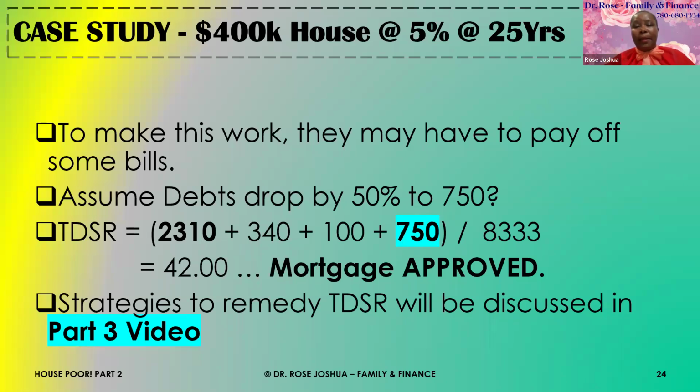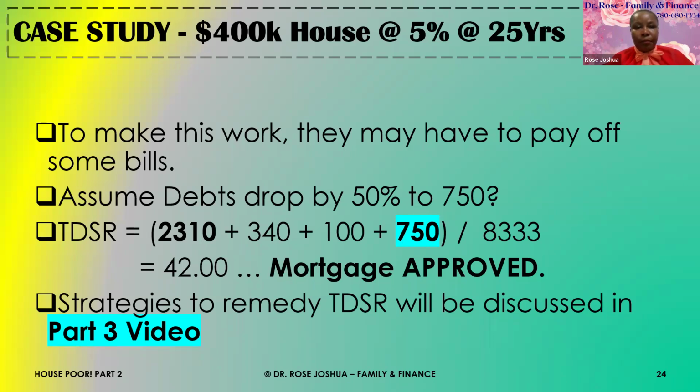That's why many times when you go for mortgage approval, the broker is saying, go and pay this off, go and pay that off, go and pay that one off. Why? Because they're trying to bring down your TDSR. They're trying to make your TDSR fit below 44%. So that's really what's happening there.